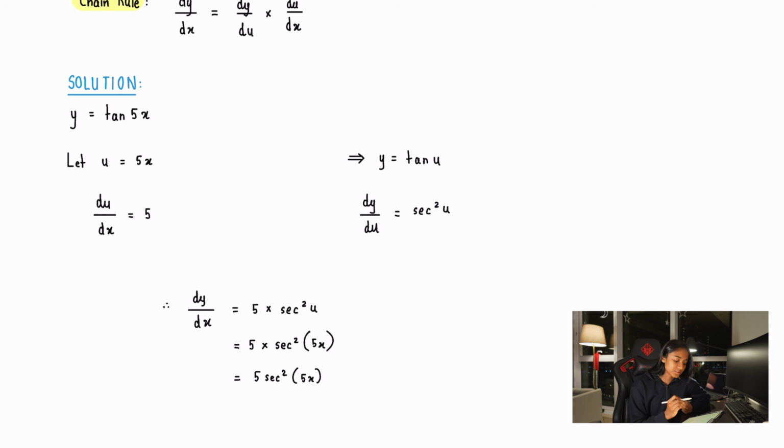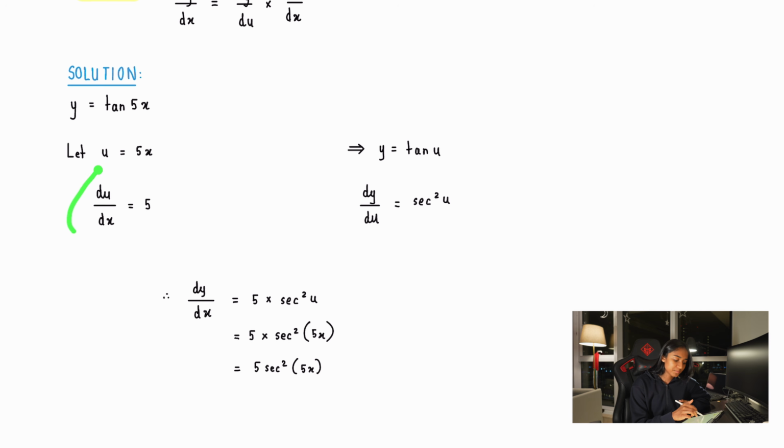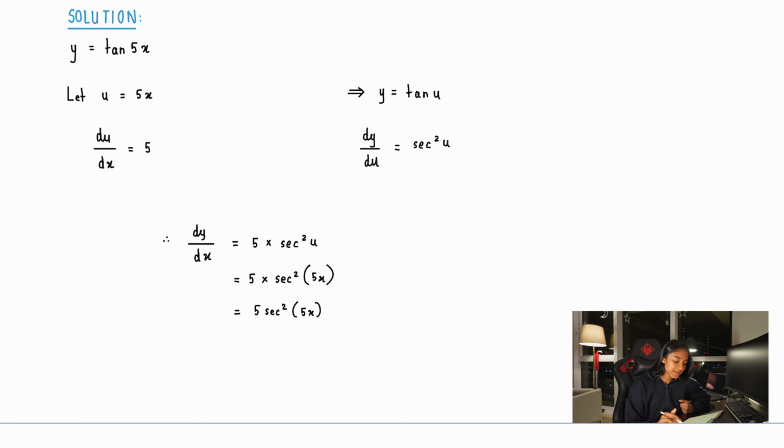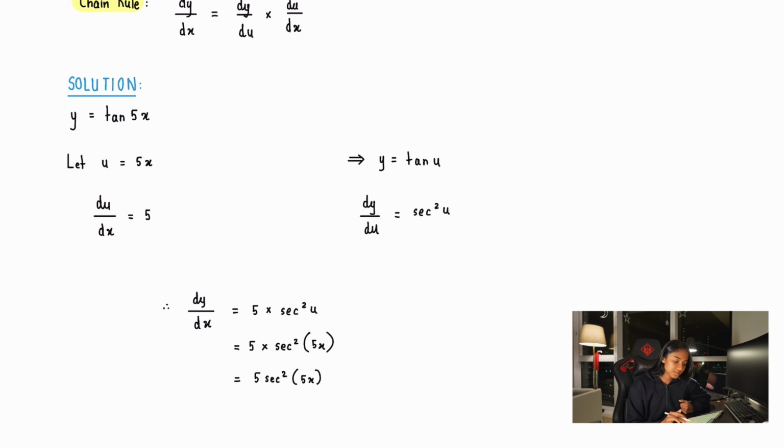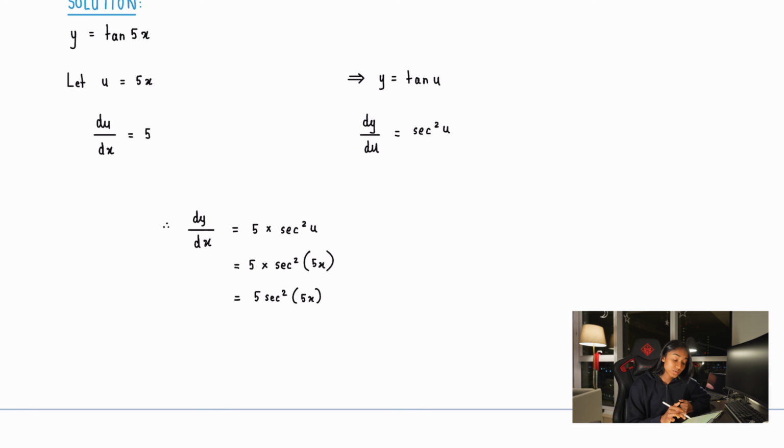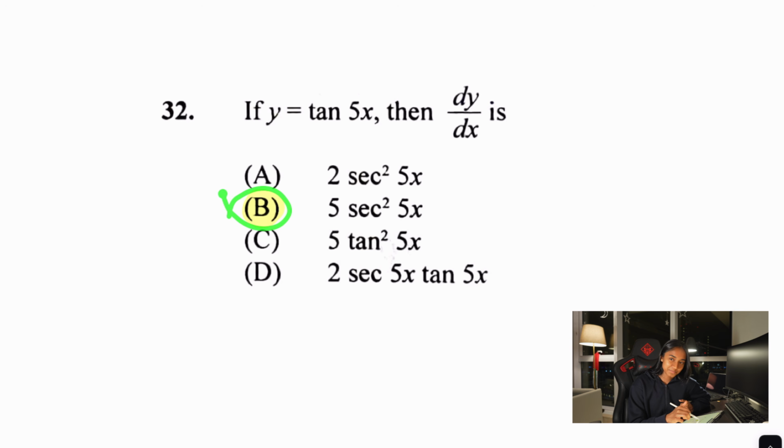So we're going to let u equal to 5x, and therefore y would be equal to tan u because we made u equal to 5x. We're going to differentiate both of these. Okay, so we get du dx to be 5, and we know that the derivative of tan x is sec squared x, right? So dy du would be sec squared u. Therefore, dy dx would just be equal to dy du multiplied by du dx. So 5 multiplied by sec squared u. Therefore, 5 multiplied by sec squared 5x, and that is our answer, which also happens to correspond to b.